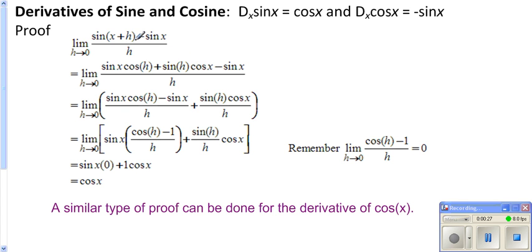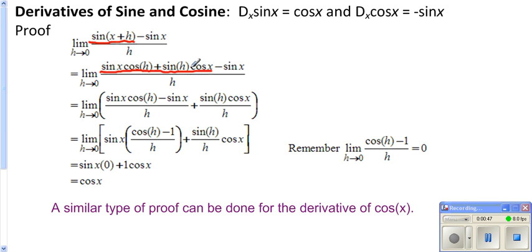f of x plus h minus f of x all over h. Your limit as h approaches 0. Now what we're doing with this one here is using the sine of two angles added together. And that's how we come up with this here. That formula goes back to your pre-calc material.